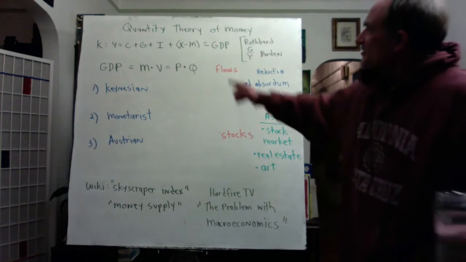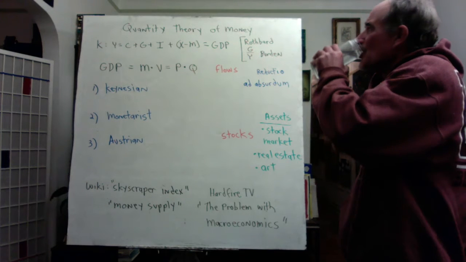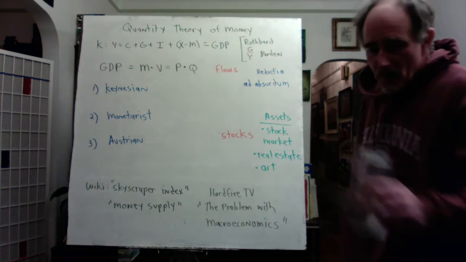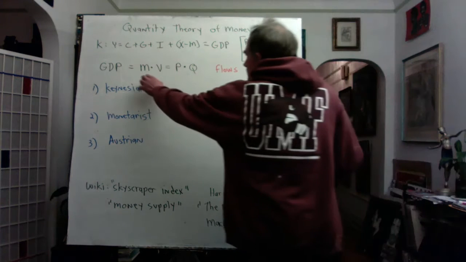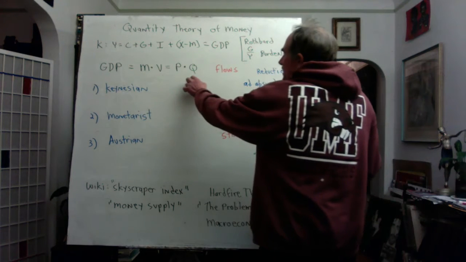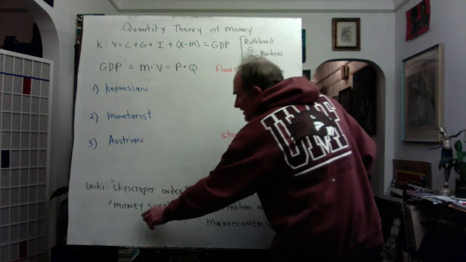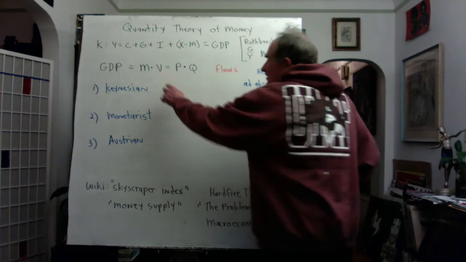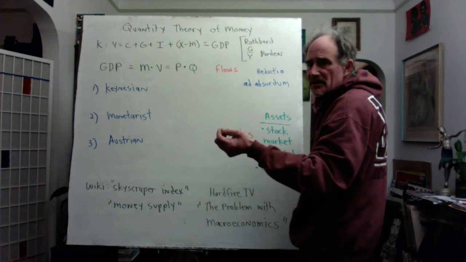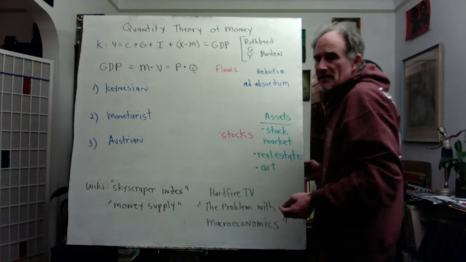This lecture module is entitled The Quantity Theory of Money. This is the classical equation of exchange, where the money supply, you can learn about the money supply on Wiki, times the volume of money, how often the money turns over, is equal to the price times the quantity.